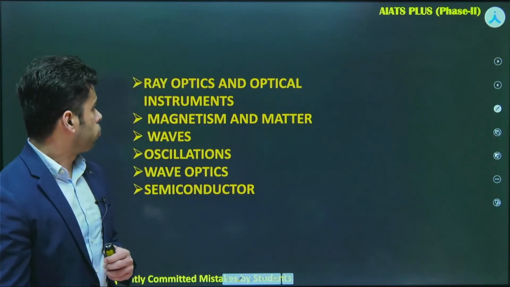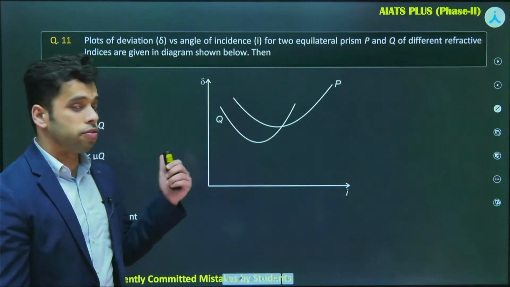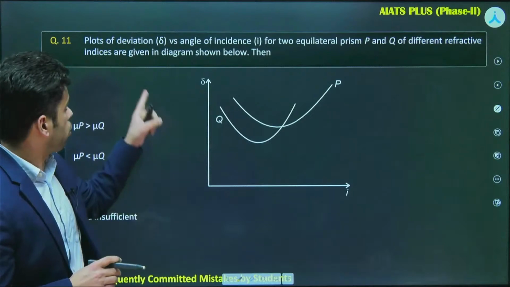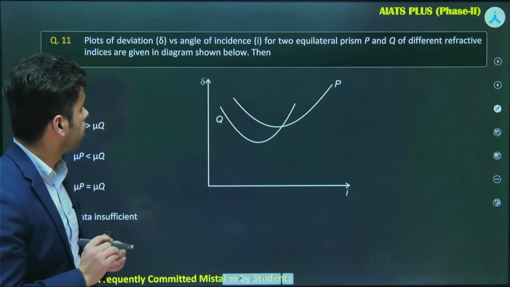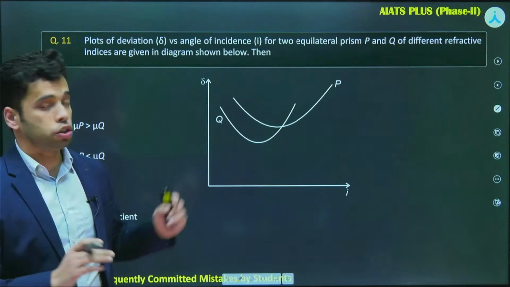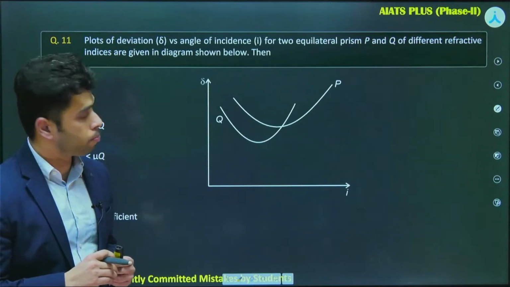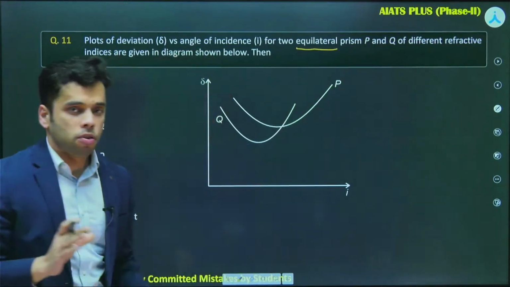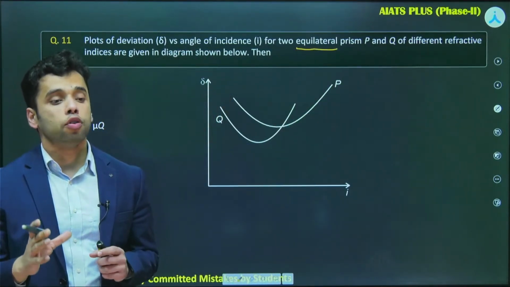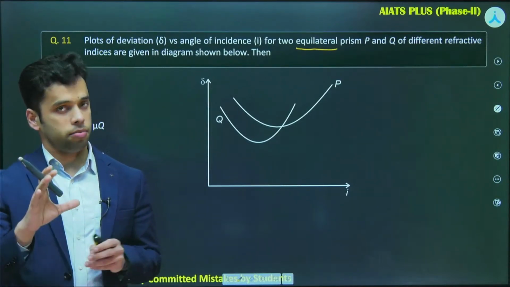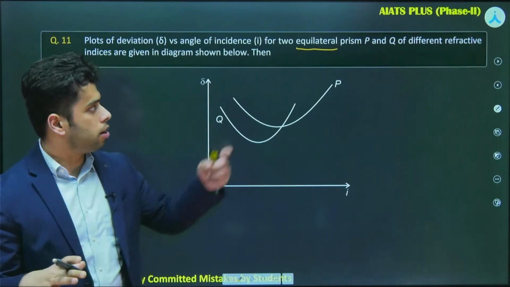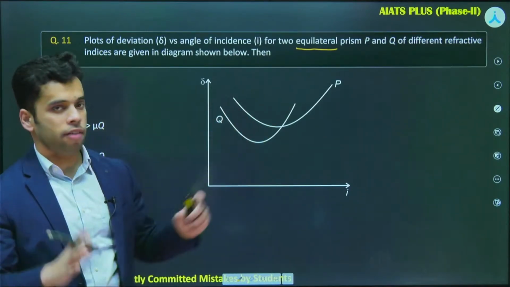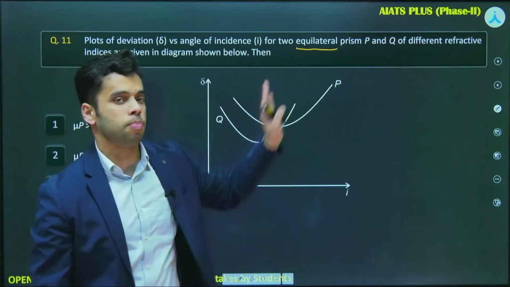Now, let me move through the first problem, and it was problem 11 in the original paper. It says that plot of deviation, that is shown by delta, versus angle of incidence, that is shown by I, for two equilateral prisms. Now, the keyword is equilateral. With the help of this keyword, I can get the information about the prism angle. Since the prism is equilateral, the prism angle will be 60 degree. So I have derived this much information from only this part of the problem.